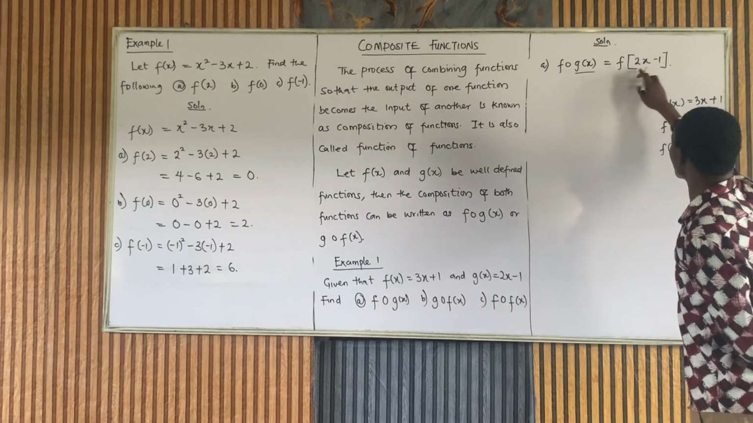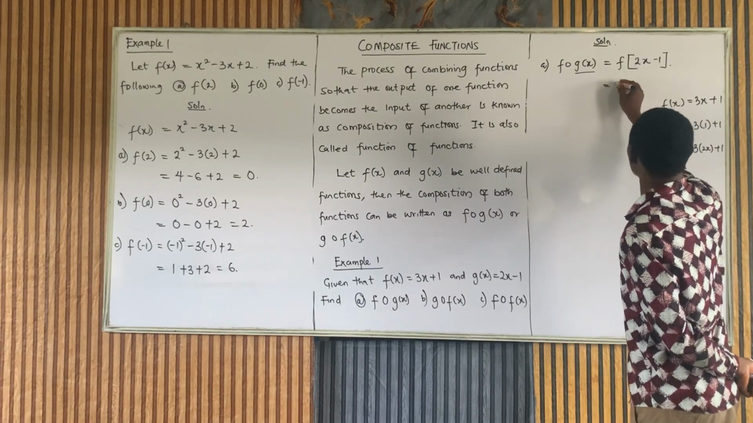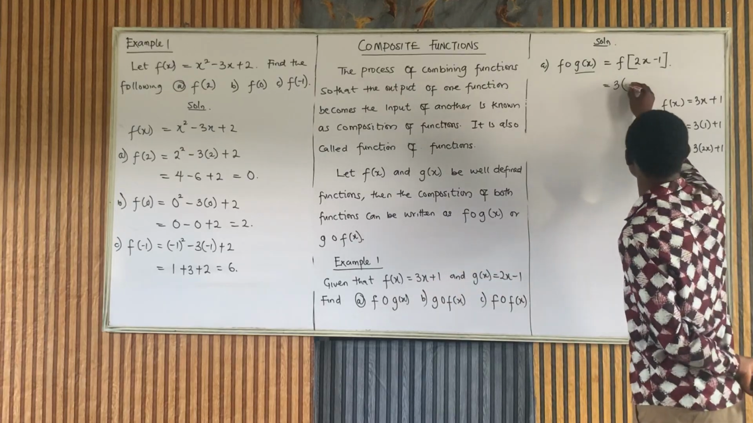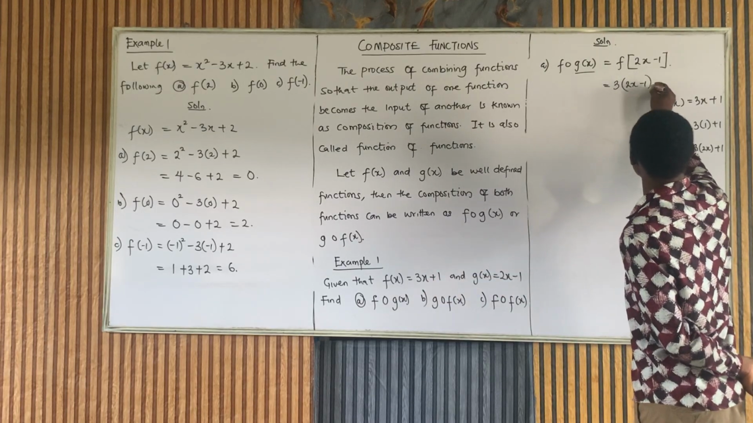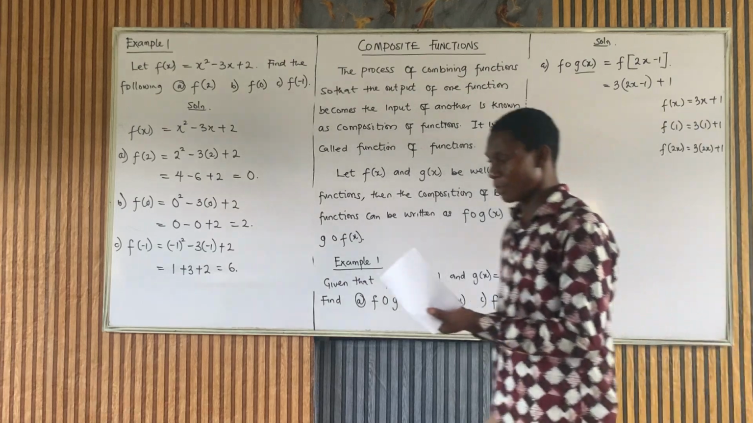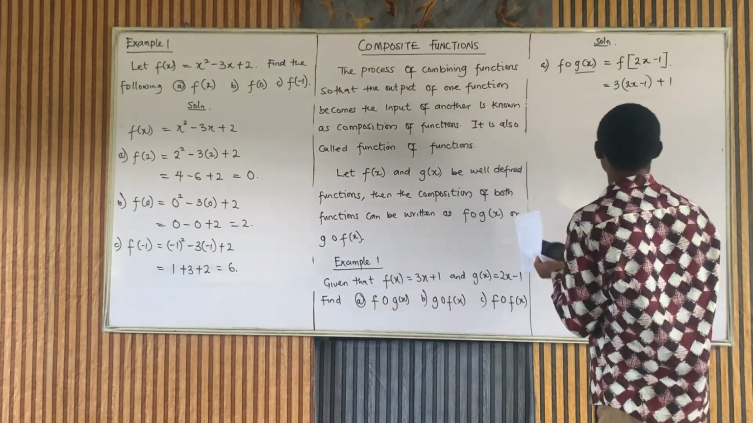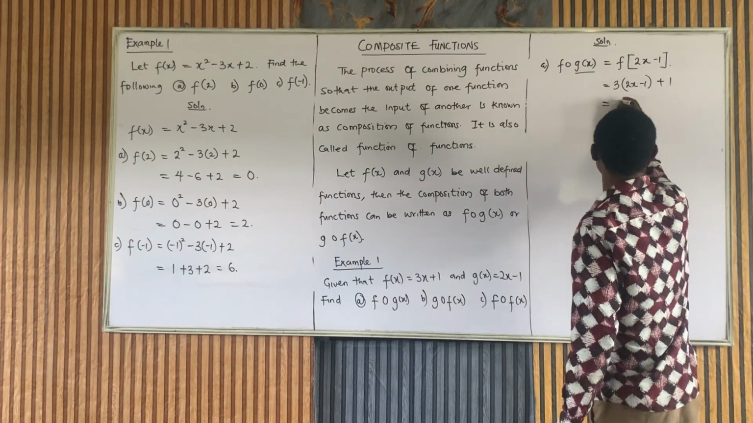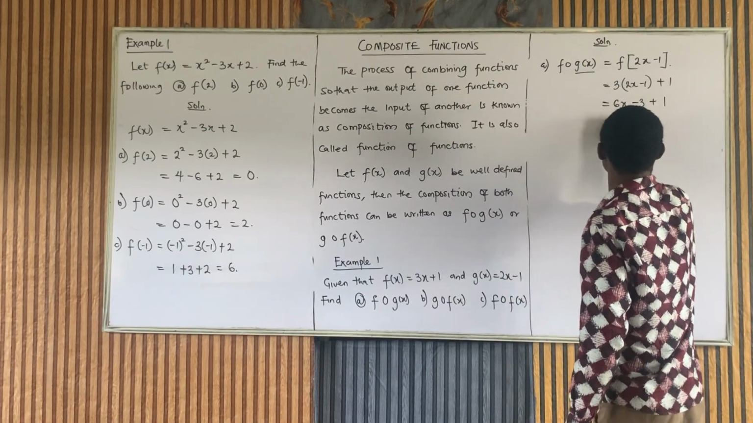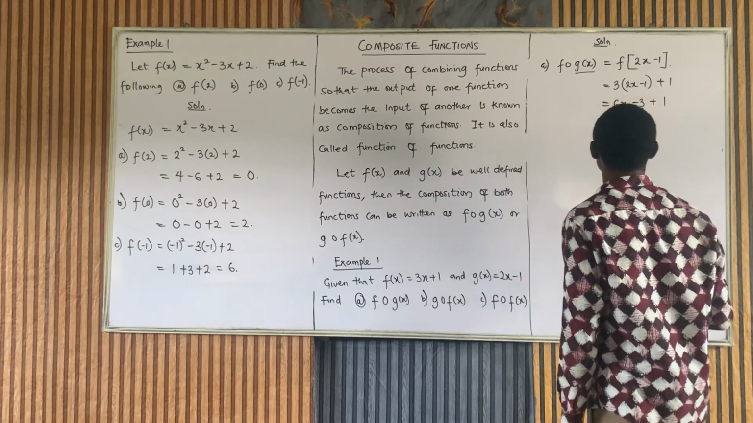If I say f of this, what would it be? It simply means 3 times what is here, because that's what f of x means. 3 times what is here, that is 2x minus 1. And then after you multiply it by 3, you add 1 to it. That's what it simply means. So eventually this is going to be 3 times 2, that's 6x. 3 times minus 1, that's minus 3, then plus 1. And this will be 6x minus 2. That's f of g of x.